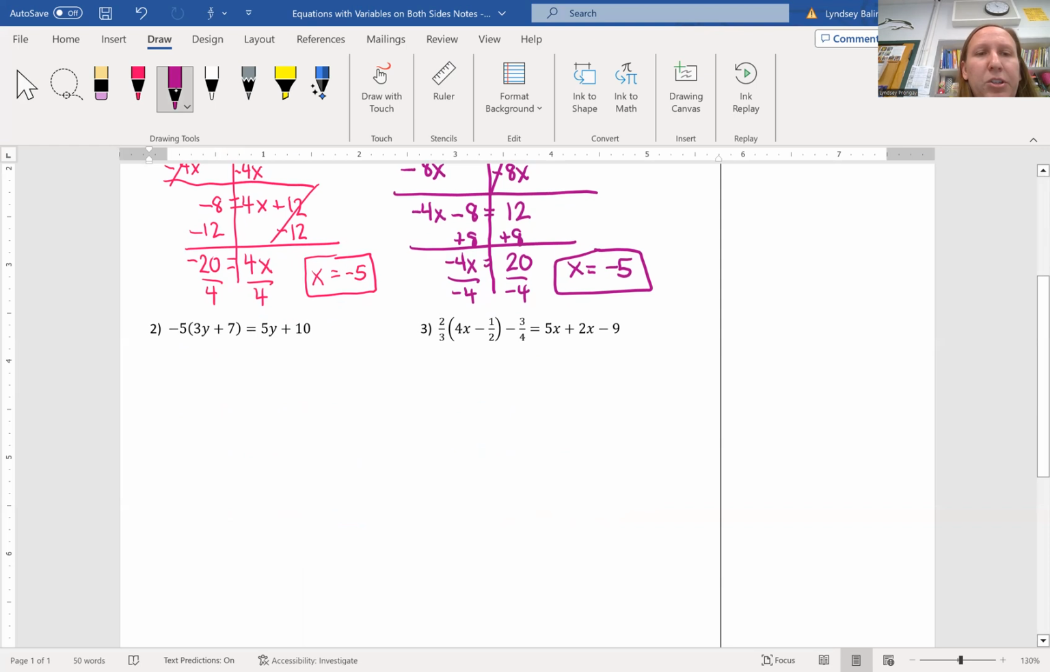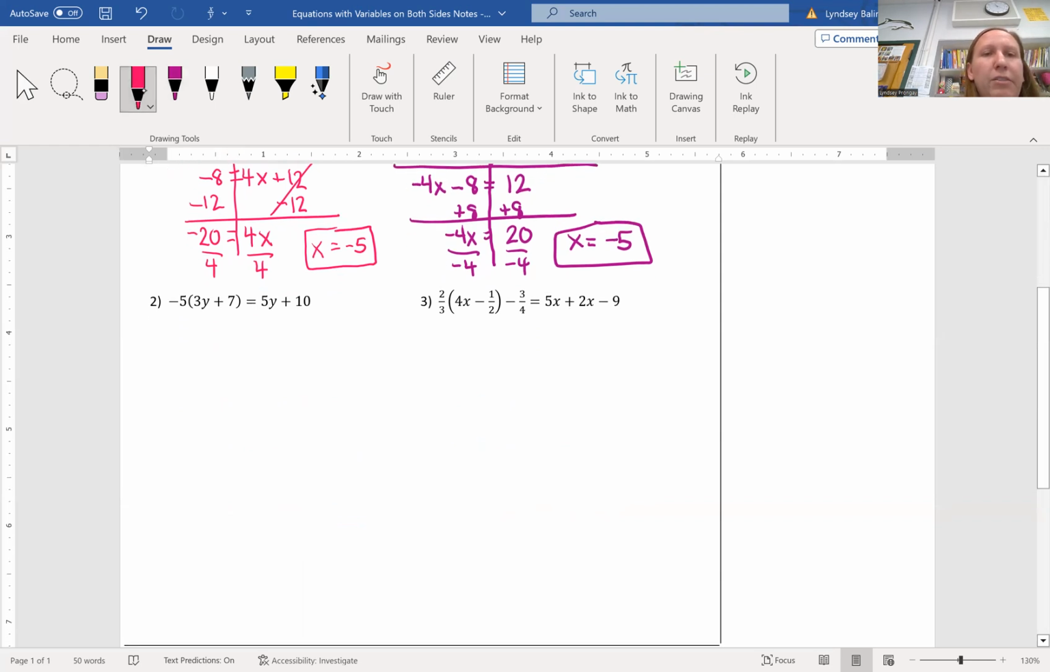Okay, we're going to jump to number 2. Number 2 does have a little simplifying that we need to do. I'm looking at that left side. I see a negative 5 multiplied by some parentheses. So we are going to distribute first. So negative 5 times 3y is negative 15y. Negative 5 times a 7 is negative 35. And then I'm bringing down my other side.